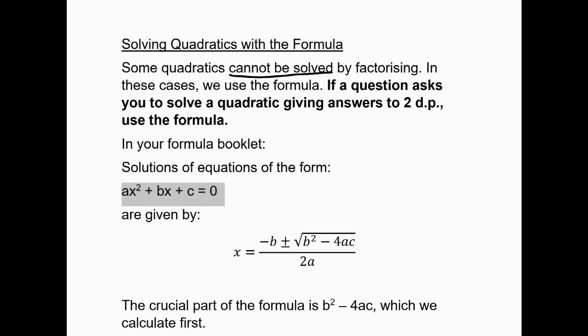Every quadratic has the form ax squared plus bx plus c equals 0. The solutions are given by this formula. It looks quite complicated, but if you break it down into pieces, it isn't too difficult. The crucial part is b squared minus 4ac, so that's what we work out first.